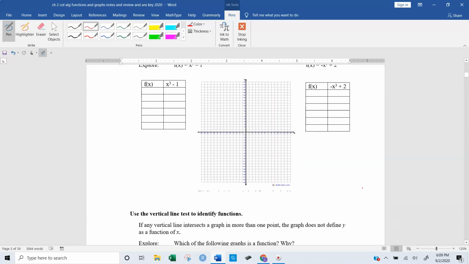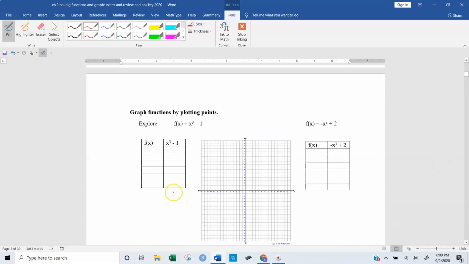Okay, I truly hope you remember your parent graphs and you do not have to use these points. You should remember what an x cubed looks like and what the -1 does to it. But let's say you didn't. So we'd have -2, -1, 0, 1, 2. When you plug this in, -2 cubed minus 1 is going to give you -9. So you would go to -2, -9, and graph your point.